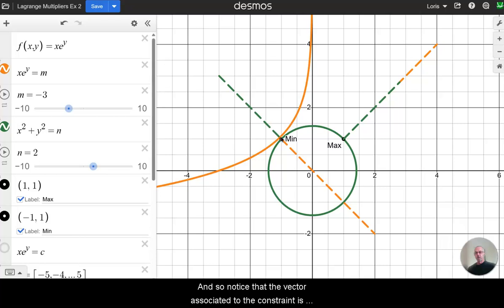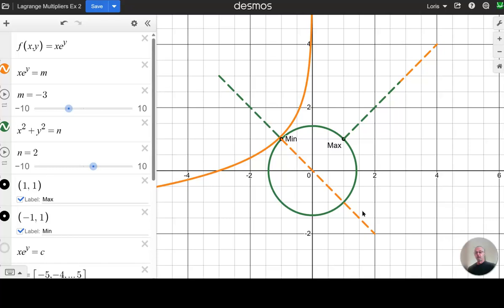And so notice that the vector associated to the constraint is equal to a negative constant of the vector associated to the master function f of xy. In Desmos 2D, it's hard to draw vectors. So I just did the vectors using dotted lines here.